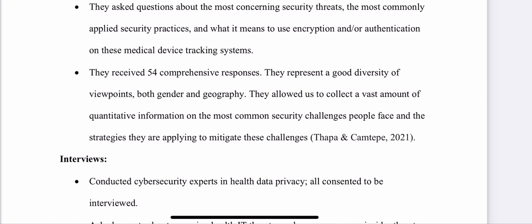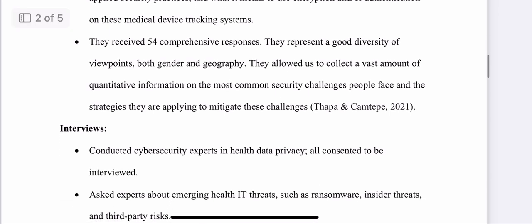They represented a good diversity of viewpoints, in both gender and geography. They allowed us to collect a vast amount of qualitative information on the more important, more common security challenges people face, and the strategies they apply to mitigate those challenges.